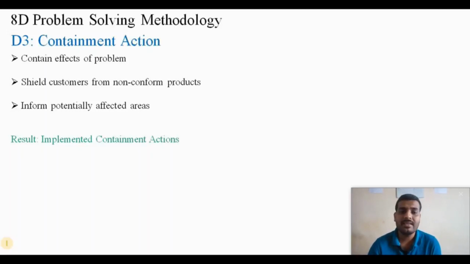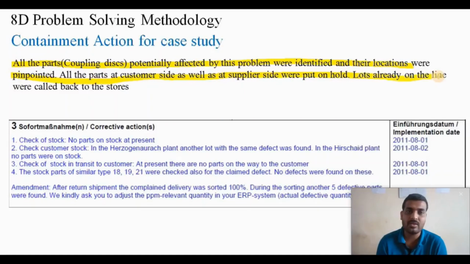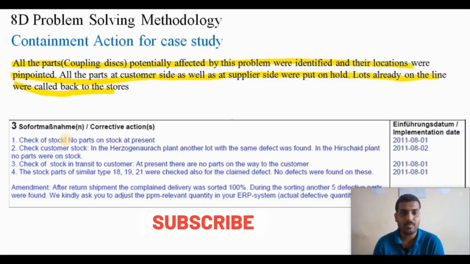Okay, now we will see the containment actions implemented in the sample 8D report and case study. In the case study, all the parts potentially affected by this problem were identified and their locations were pinpointed. All the parts at the customer side as well as at the supplier side were put on hold. Lots already on the line were called back. Okay, so they have done the 100% checking of the products or components.